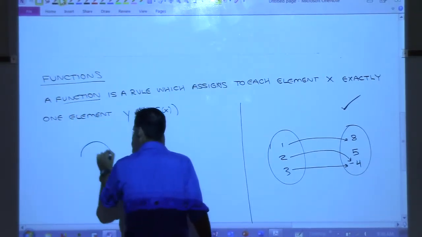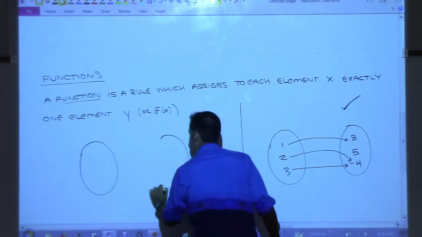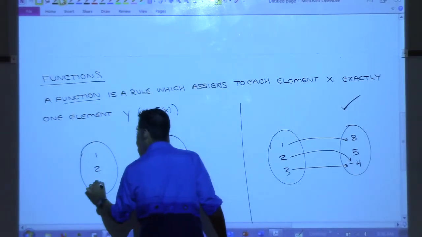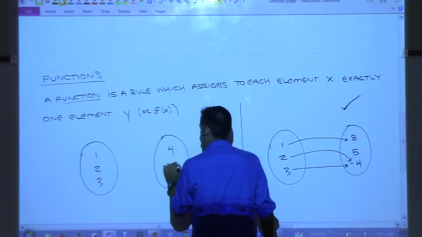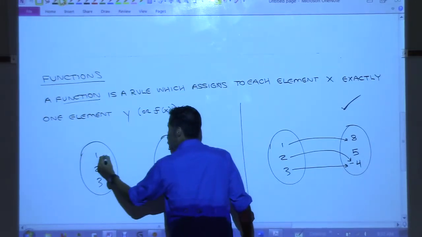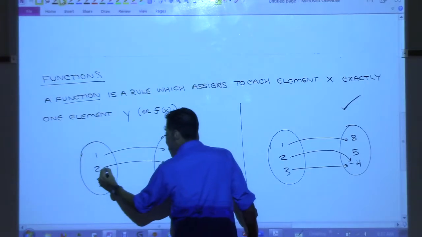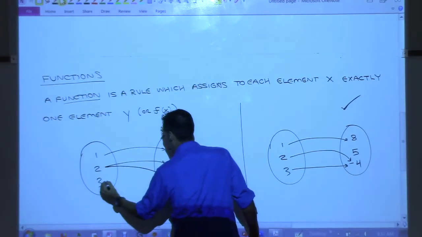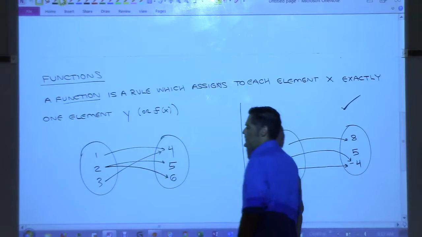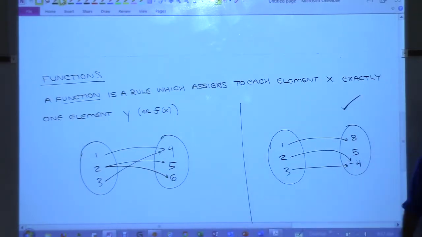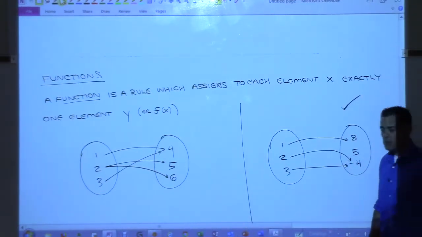Okay, here's an example. How about we'll go 1, 2, 3. Let's just go 4, 5, 6. So what if I tell you that 1 goes to 4, 2 goes to 5, 2 also goes to 6, and 3 goes to 4? Okay, now is that a function? No. This one fails to be a function.